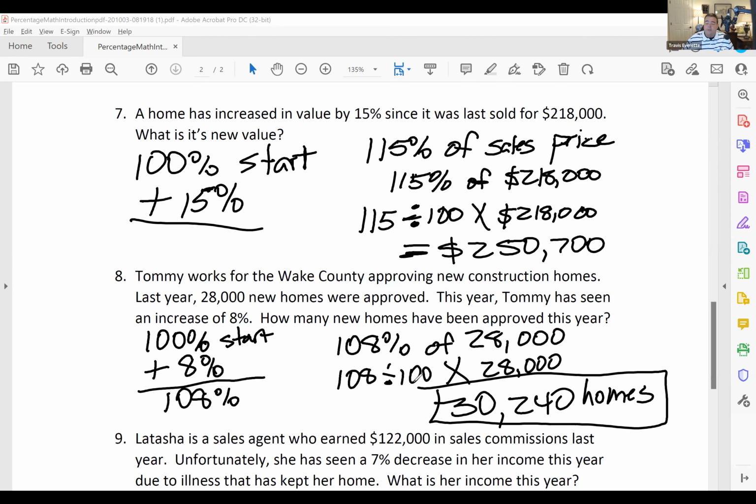An 8% increase. Well, 8% increase from where? From our starting point. And our starting point was a percentage. We only use that when we have an increase or decrease. But when it says increase or decrease, we have to start from somewhere. Start from 100%. Work your way up or work your way down.